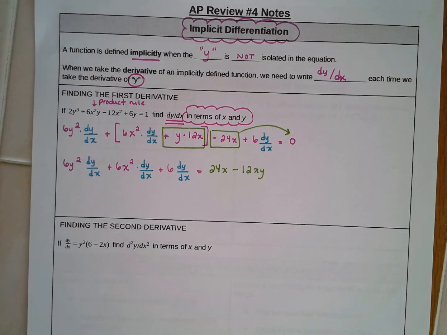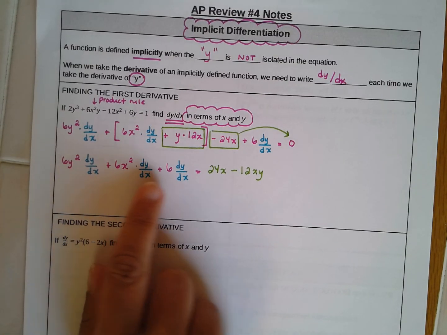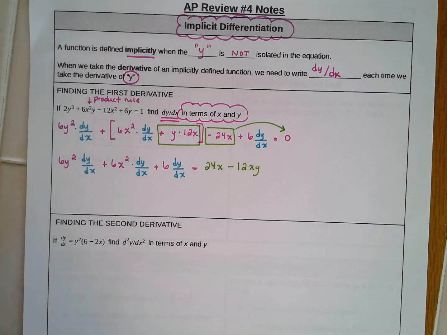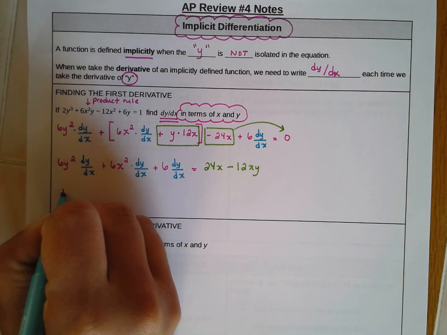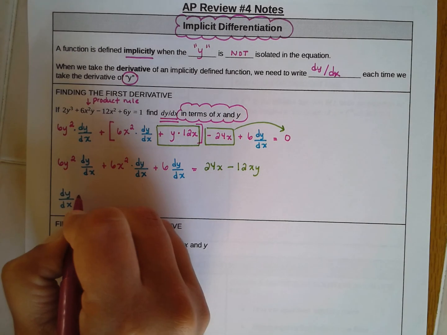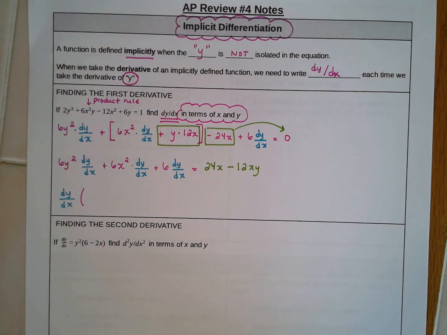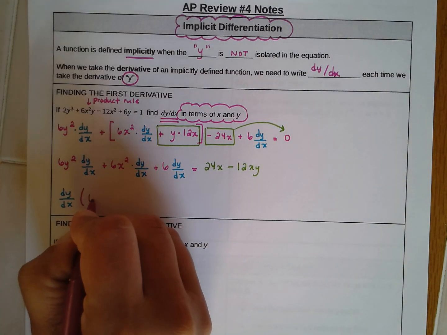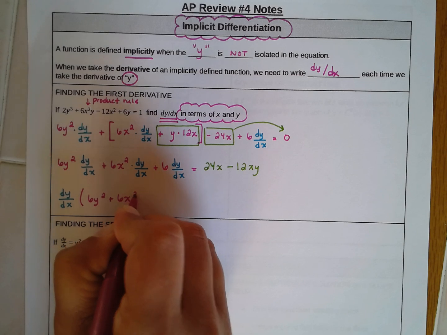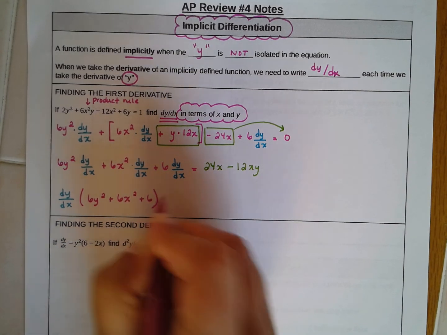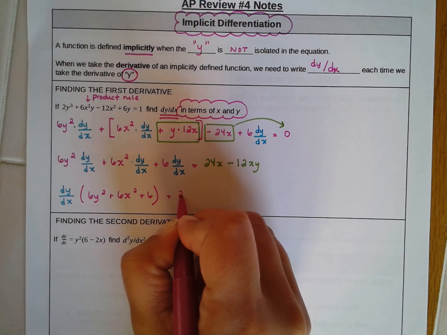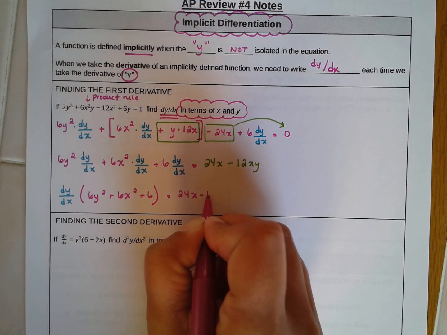The next thing I'm going to do is factor a dy over dx out of all of the terms on this side of the equation. So in other words, I'm going to put the dy over dx on the outside of the parentheses, and I'm going to put whatever's left over from each term on the inside. So that would be the 6y squared plus the 6x squared plus the 6 equals, and on the other side of the equation, I still just have the 24x minus 12xy.